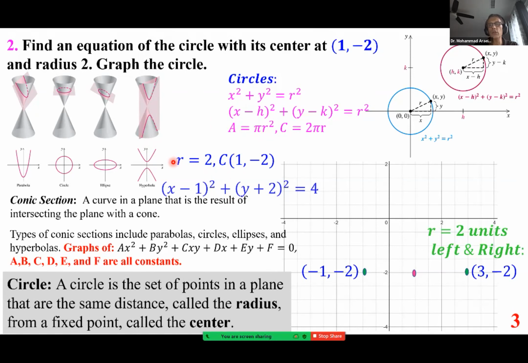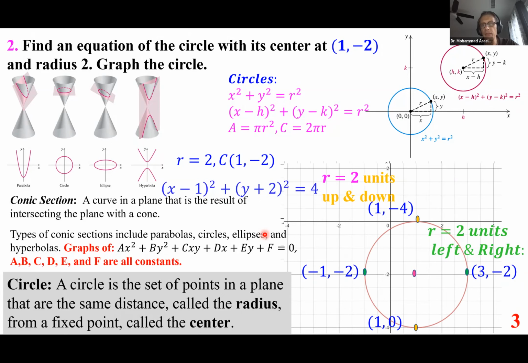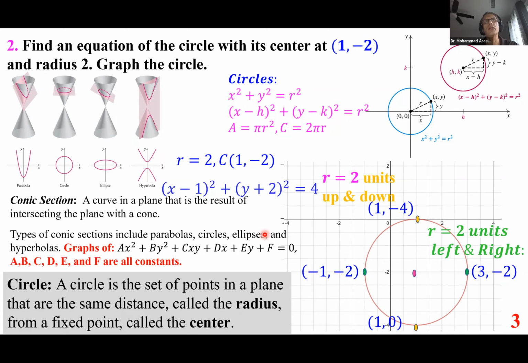Also, we're going to go up and down by r units. So up and down, it's the y coordinate. Go up: -2 plus 2 makes it 0. Go down: -2 minus 2 makes it -4. And there you have it. Put them all together, and you have a graph of a circle.